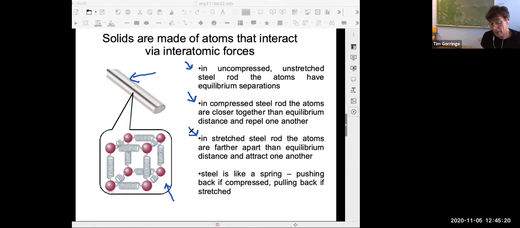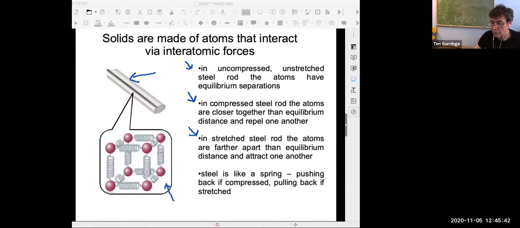And so that too is exactly like a spring. If I pull apart the windings of the spring, it pulls back. If I stretch the length of the steel rod, it's pulling back. And actually, the harder I pull on the steel rod to stretch it, the harder it pulls back. So it's exactly like a spring.